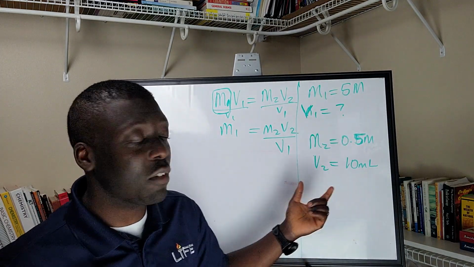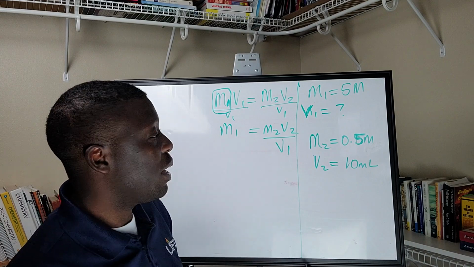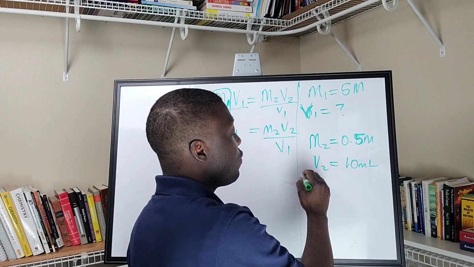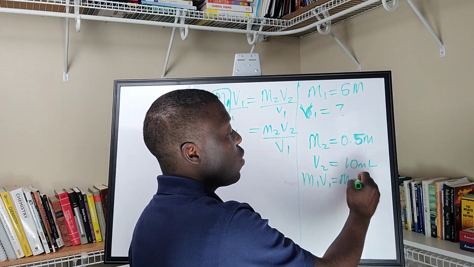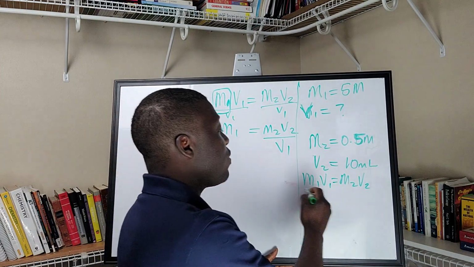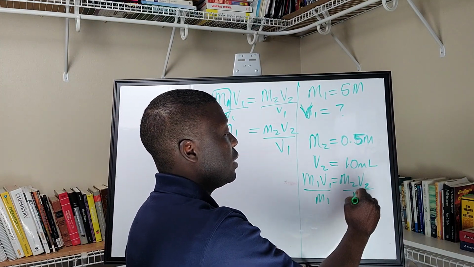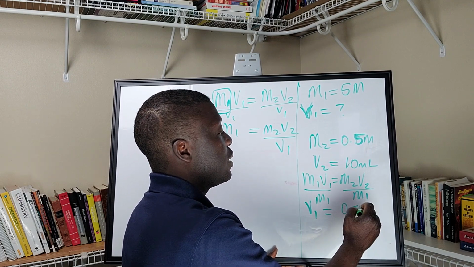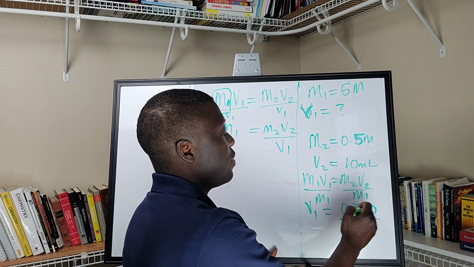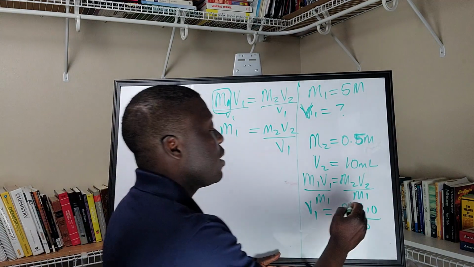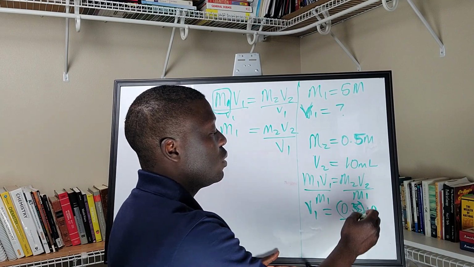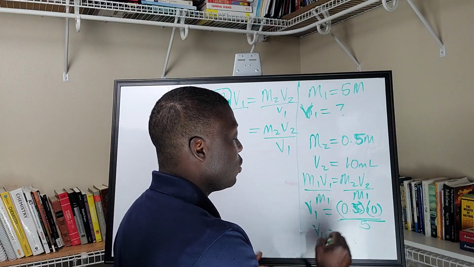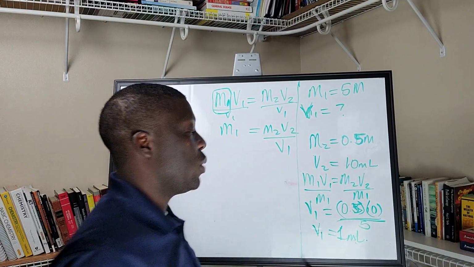So I've written down all the values I've been given. I'm just using some numbers here for simplicity. And you're solving for V1. So if you're looking for V1, you know the formula is M1 V1 is equal to M2 V2. So you divide both sides by M1. Now we have V1 is equal to 0.5 times 10 divided by 5. So you basically are multiplying the M2 V2, dividing that by M1. So the volume of 1 milliliter will be what we have as our answer.